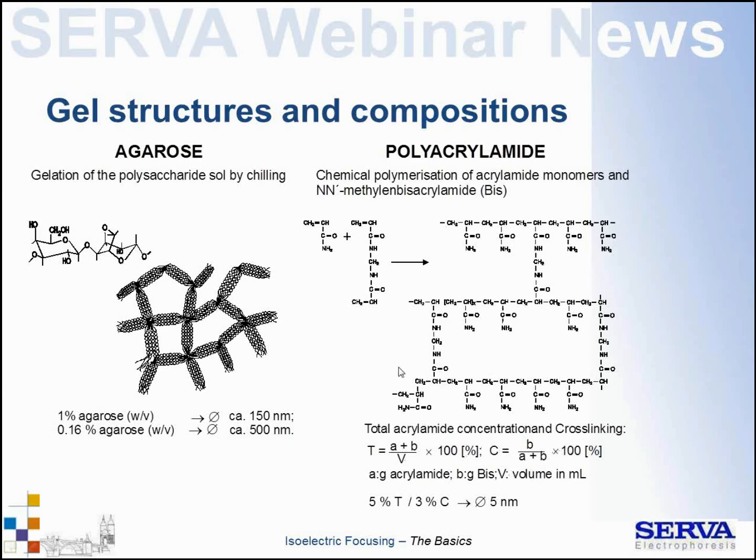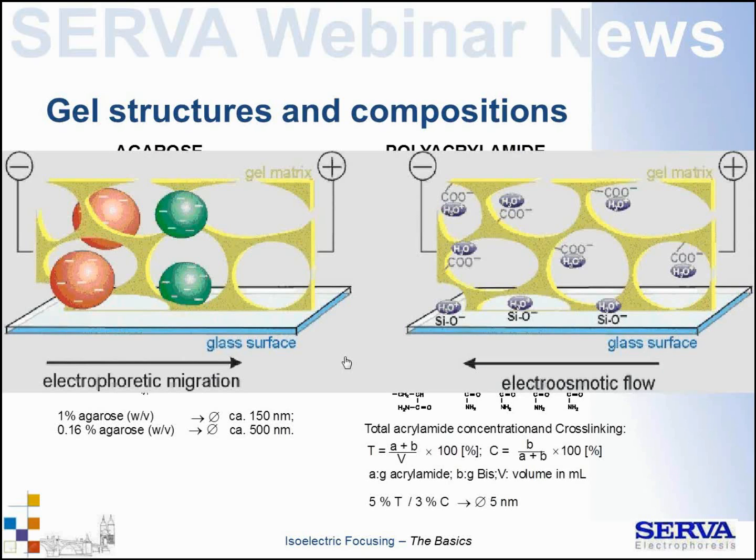Polyacrylamide gels are absolutely inert. They are completely transparent, relatively flexible, which is not the case in agarose, but they have smaller pore sizes. As you see, a 5% T gel has only 5 nanometers compared to 150 nanometers. So why do people use mostly polyacrylamide gels? This comes mainly from a fact which is called electroendosmosis.